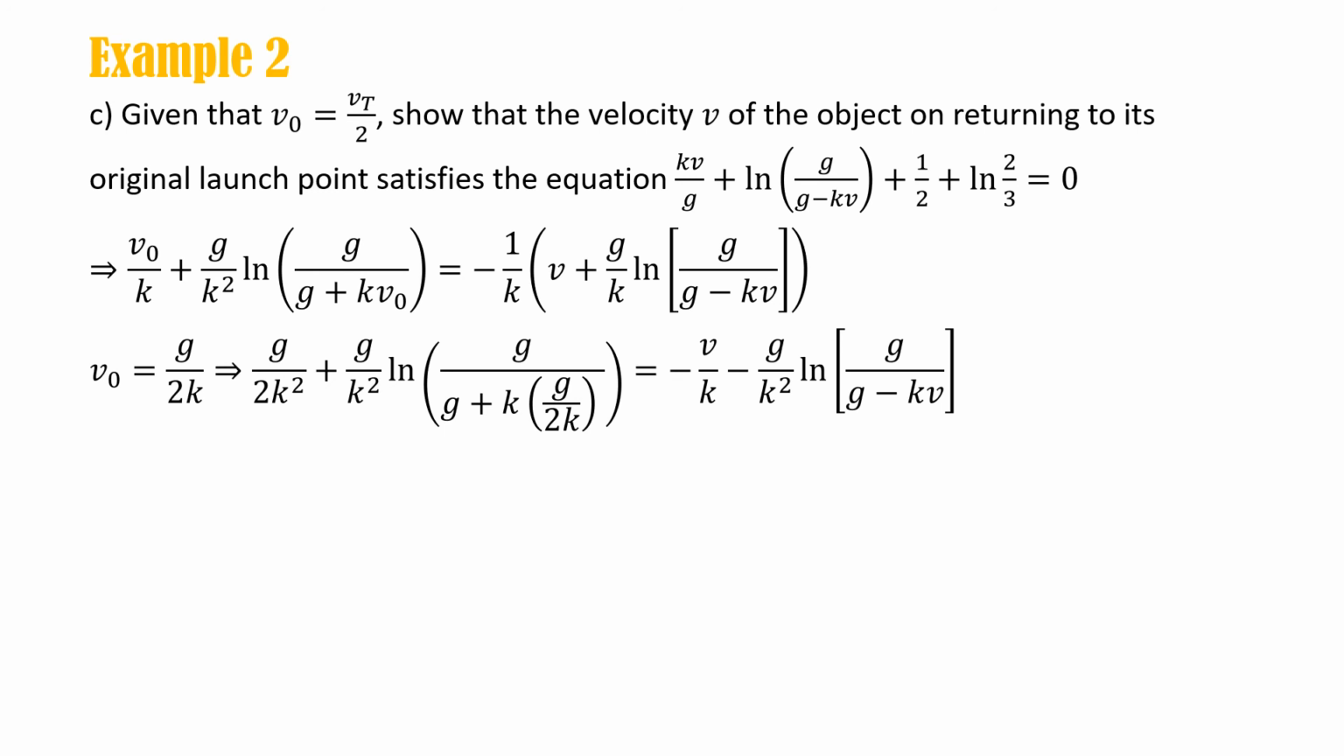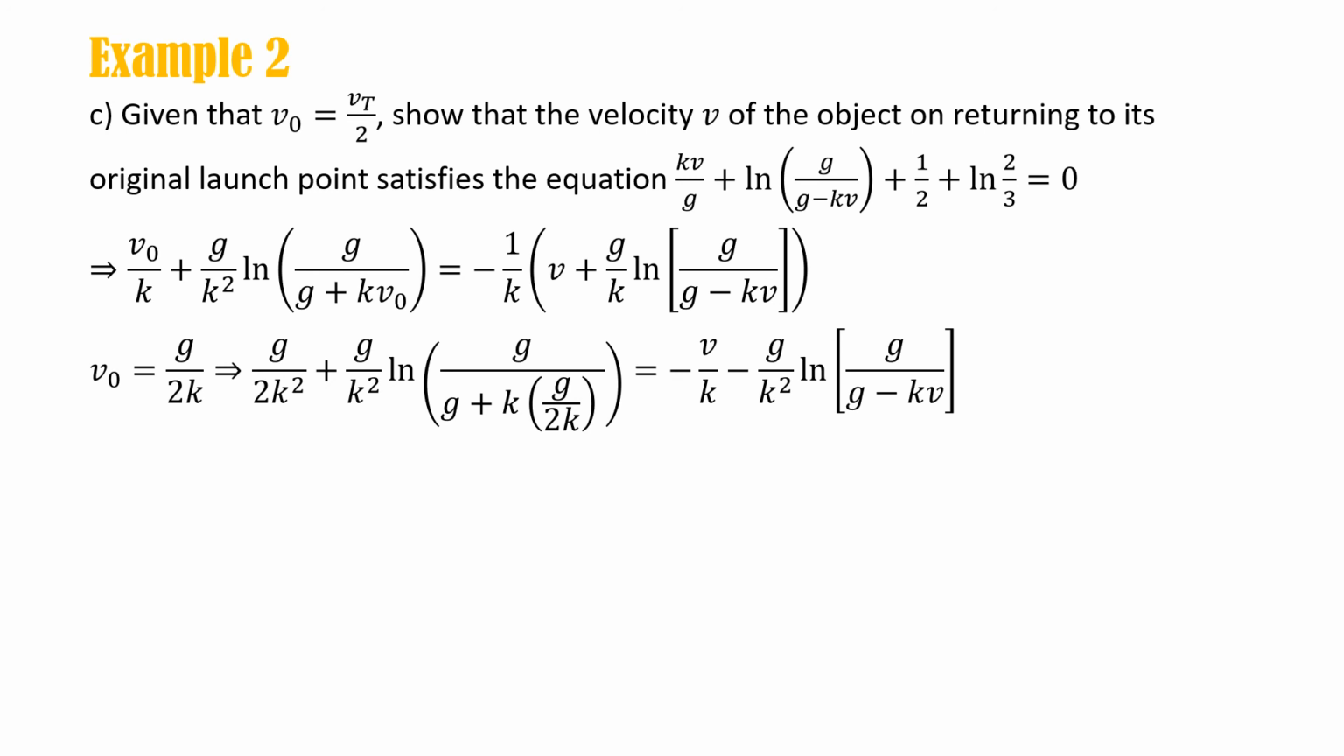My right-hand side, all I've done there is multiply my negative 1 on k through the bracket. So we're going to have negative V on k minus g on k squared times the natural log of g over g minus kV. Whew. So now we want to actually go through.